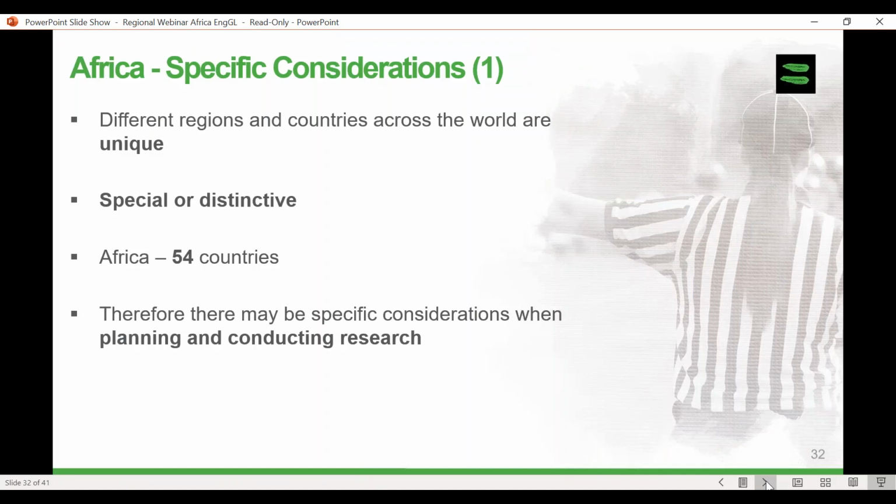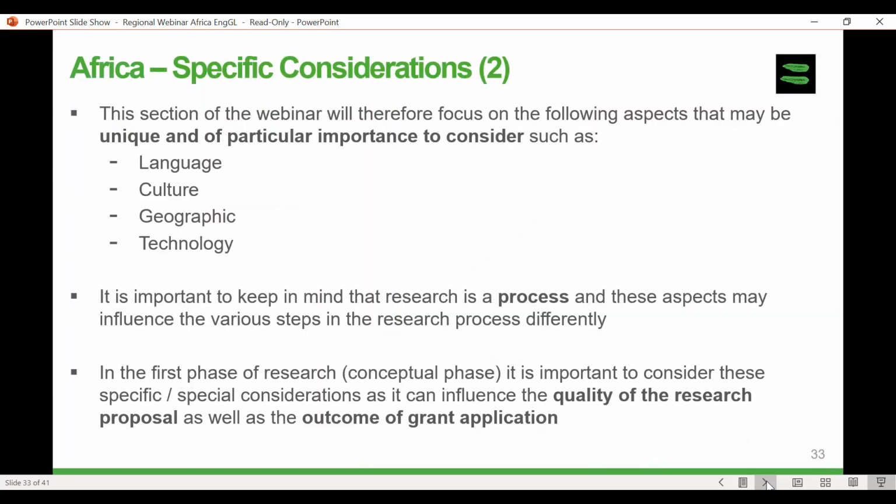The different regions and countries across the world are unique, and by unique I mean special or distinctive. There are 54 countries in Africa which are diverse. Therefore, there may be specific considerations when planning and conducting research. Next slide, please.